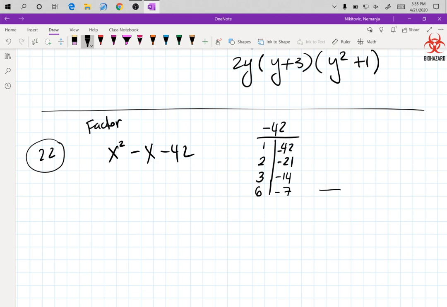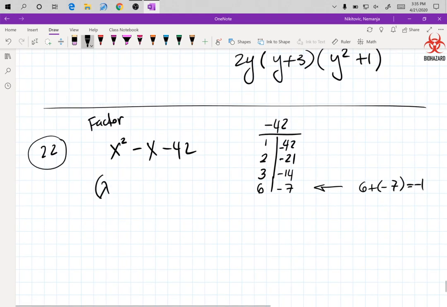Oh, perfect. There it is. Because 6 plus negative 7 is equal to negative 1, and we need negative 1 on the middle term. Excellent. So the answer is x plus 6, x minus 7. That's it.